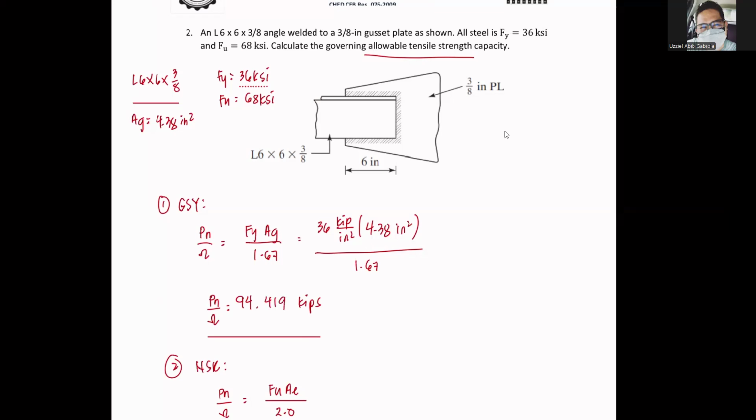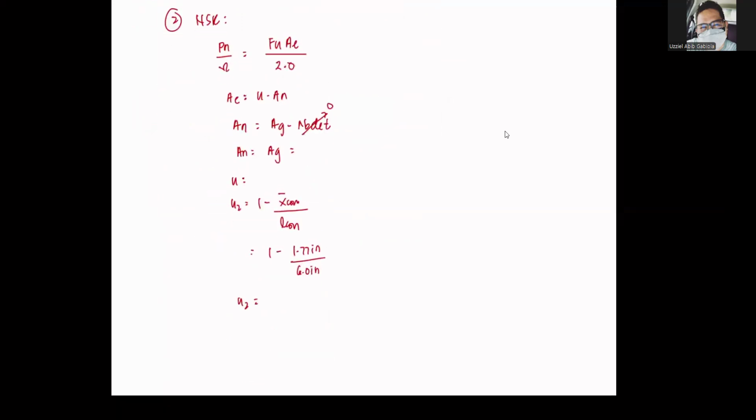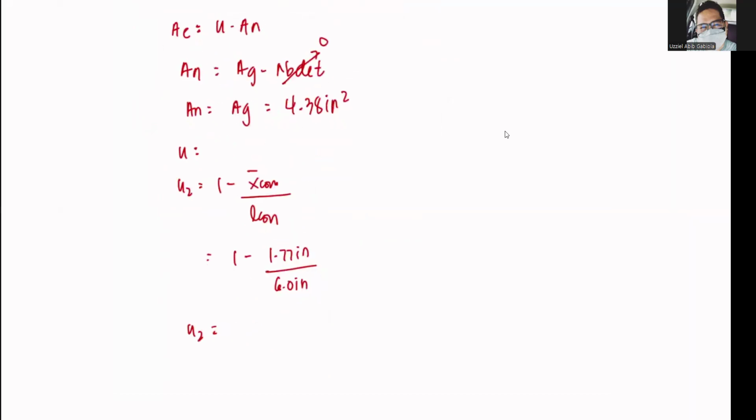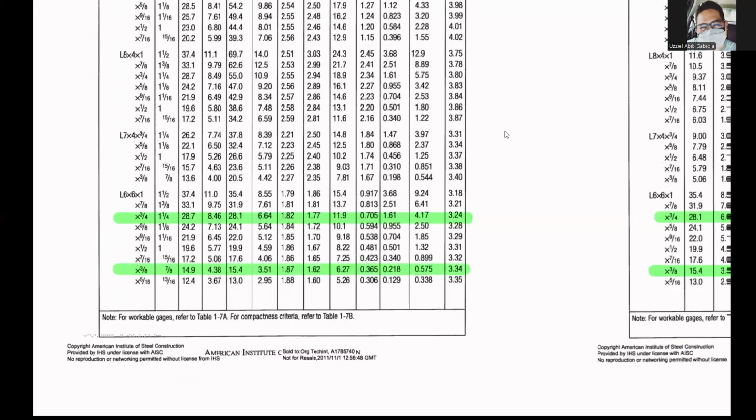that is 94.419 kips. Then here our An is the same as Ag, which is 4.38. Our connection value will change also. For the L shape, that is y-bar, 1.62. So 1 minus 1.62 over 6, that is 0.73.